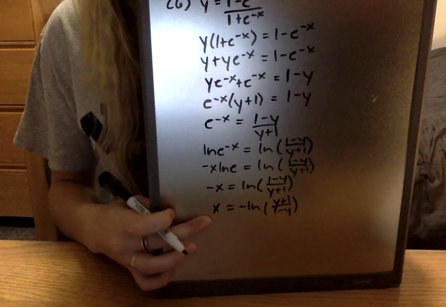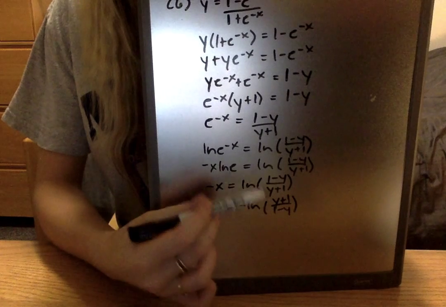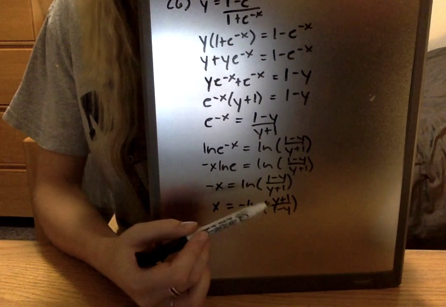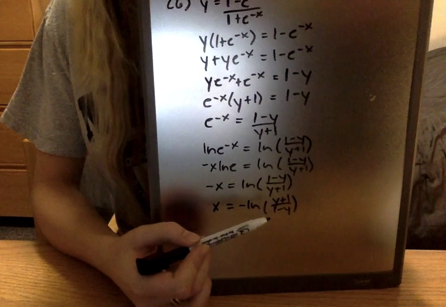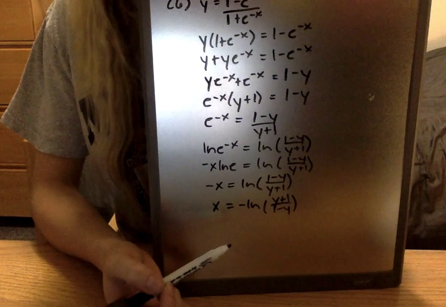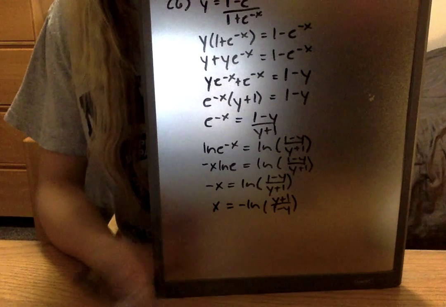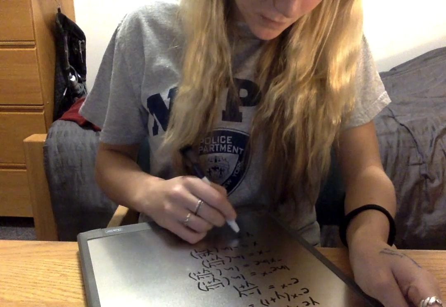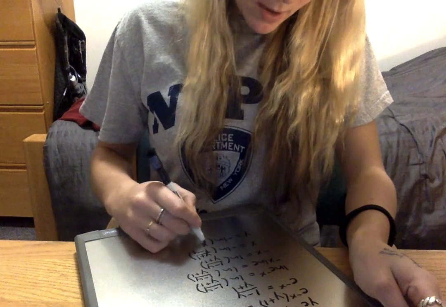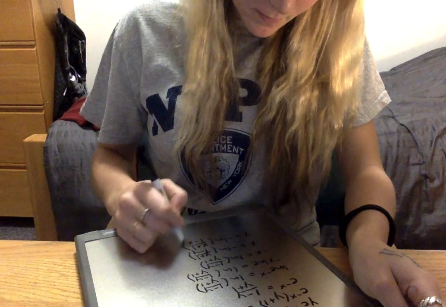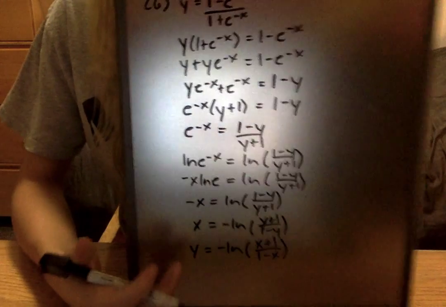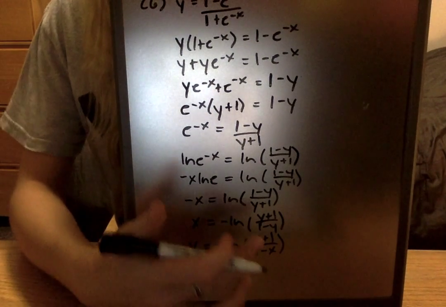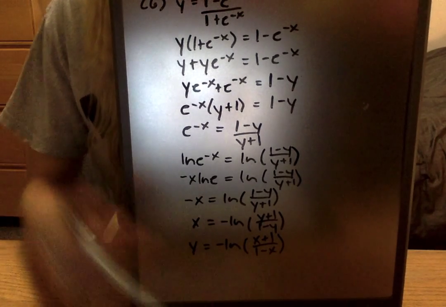So then you get the positive x equals negative ln, and then you have to switch your fraction if you multiply by that negative. So now we have the y plus 1 as the numerator and the 1 minus y as the denominator. So now as a final step, to get the full inverse equation, we have to flip the x and the y. So we just replace the x with the y, and we replace the y with x. So all I did was swap those variables. So now I have y equals negative ln of (x plus 1) over (1 minus x).